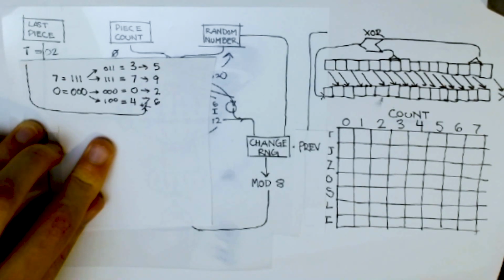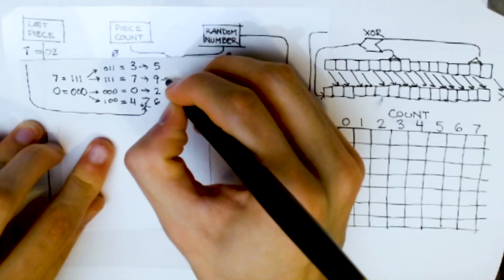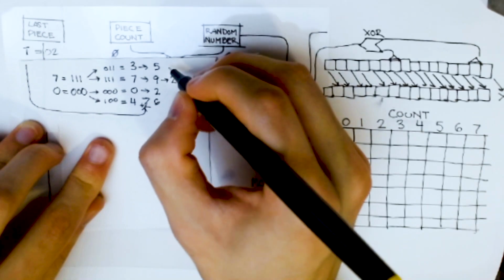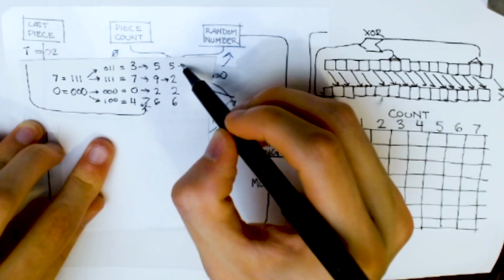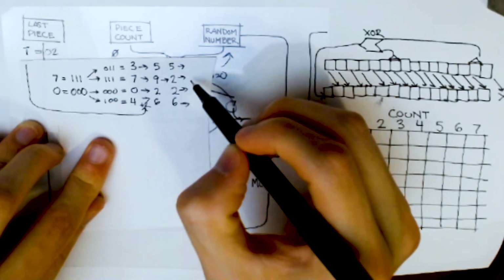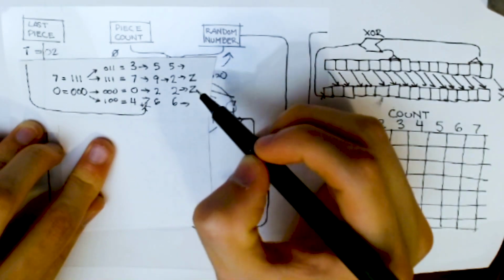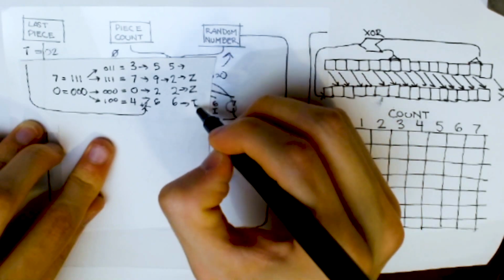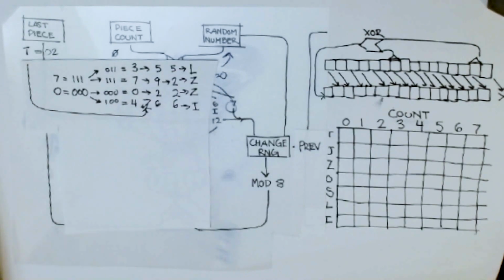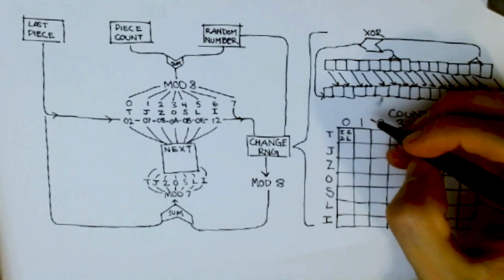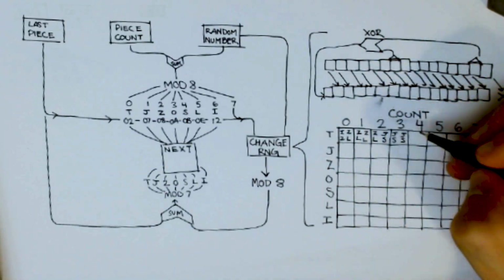Then we'll make sure everything is below 7. 9 is above 7, so subtract 7 to get 2. Everything else is already a good index to our piece table. Converting our numbers, 5 corresponds to L, both the 2's correspond to Z, and the 6 corresponds to an I. This is the list of pieces that can spawn on the second roll. Now let's fill out the rest of the table. Repeating this process for all 56 entries on the table, we are able to generate this map.